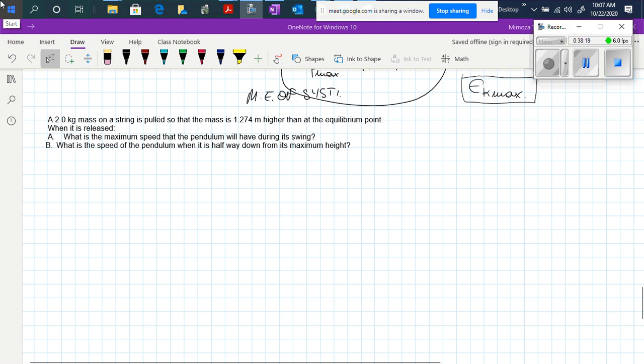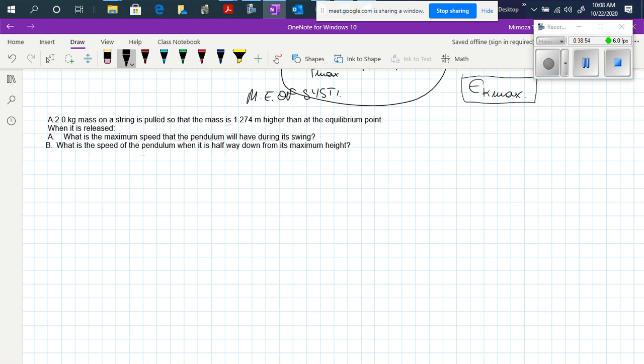A 2 kilogram mass on a string is pulled so that the mass is at 1.274 meters high, higher than the equilibrium. And when it is released, what is the maximum speed of the pendulum? What is the maximum speed that the pendulum will have during the swing? And what is the speed of the pendulum when it is halfway down from its maximum height? So let's deal with the first one.